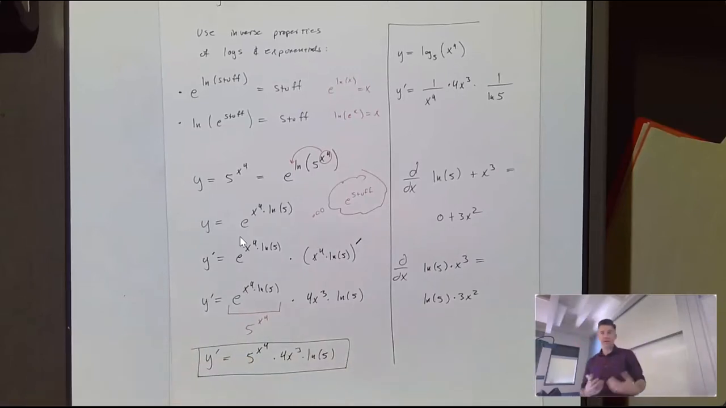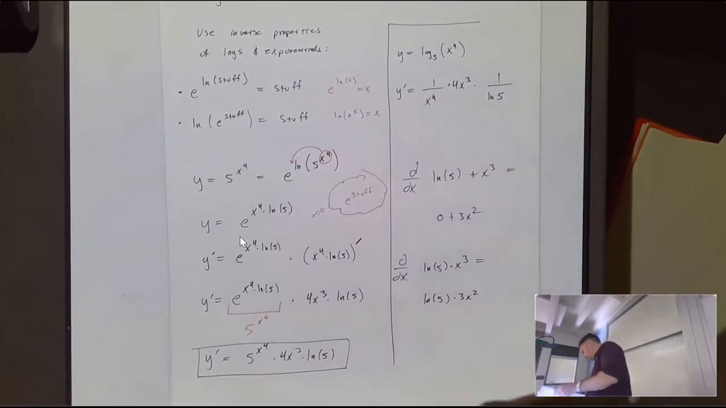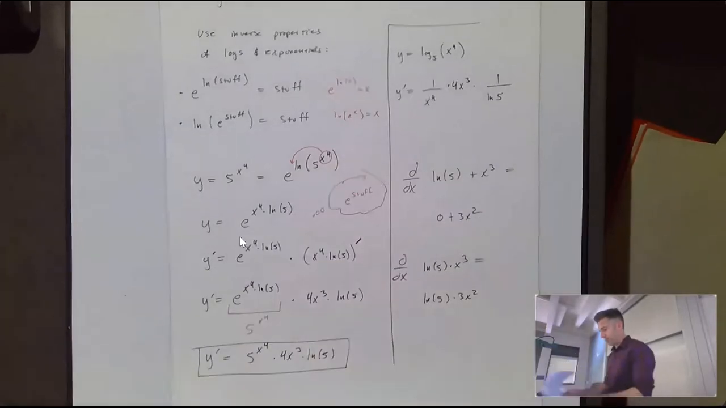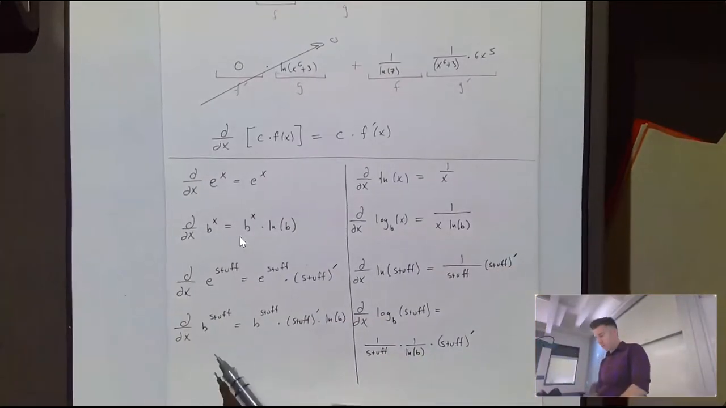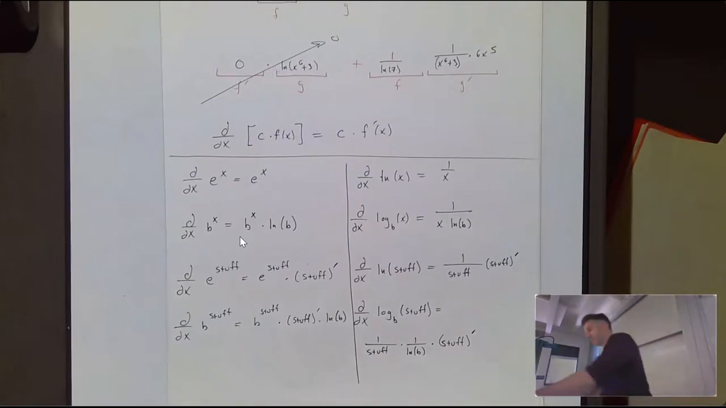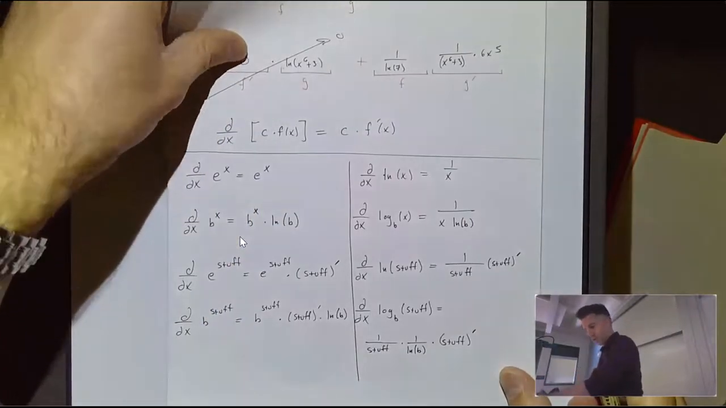Now, the real piece of advice I would give is you should memorize these rules. There you go, I put them in here somewhere. You definitely want to remember that the derivative of b to the stuff is b to the stuff times the derivative of stuff times natural log of b. That's going to be the fastest way to deal with these.